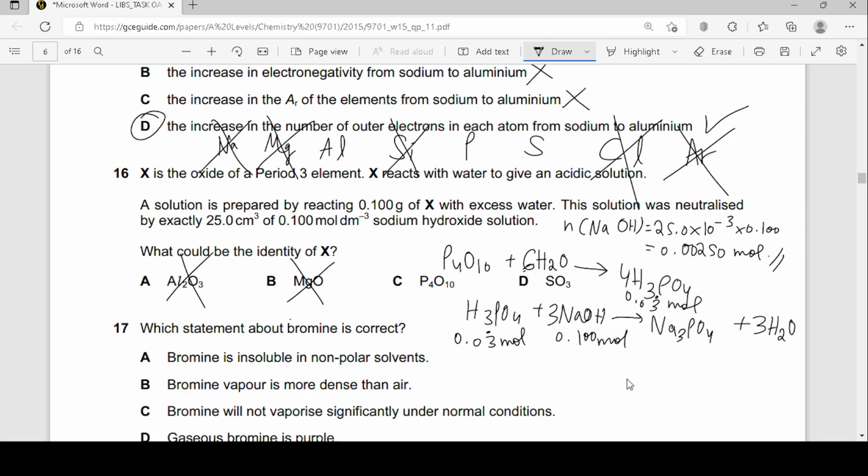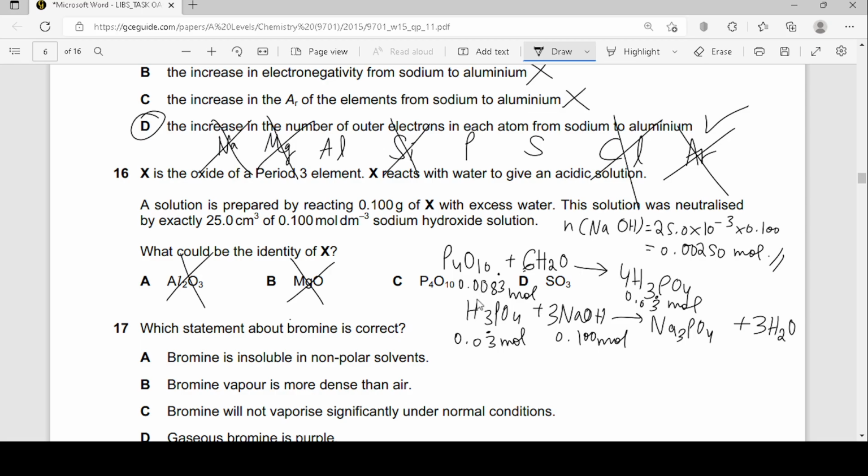So if I want to find the P4O10, I have 4 moles of H3PO4 to 1 mole of P4O10, right? So that means if I want to find the number of moles of P4O10, that should be 0.03 divided by 4, right? So I'm just going to use my calculator value, divide that by 4. I get 0.0083 moles. This dot means recurring, by the way, alright? So that's the number of moles I get.